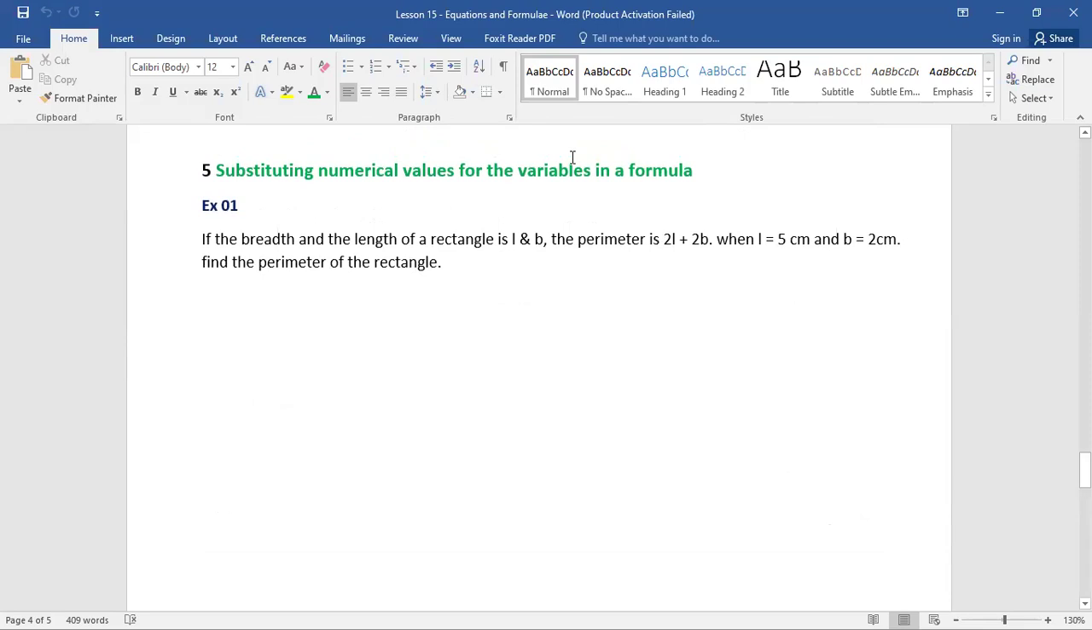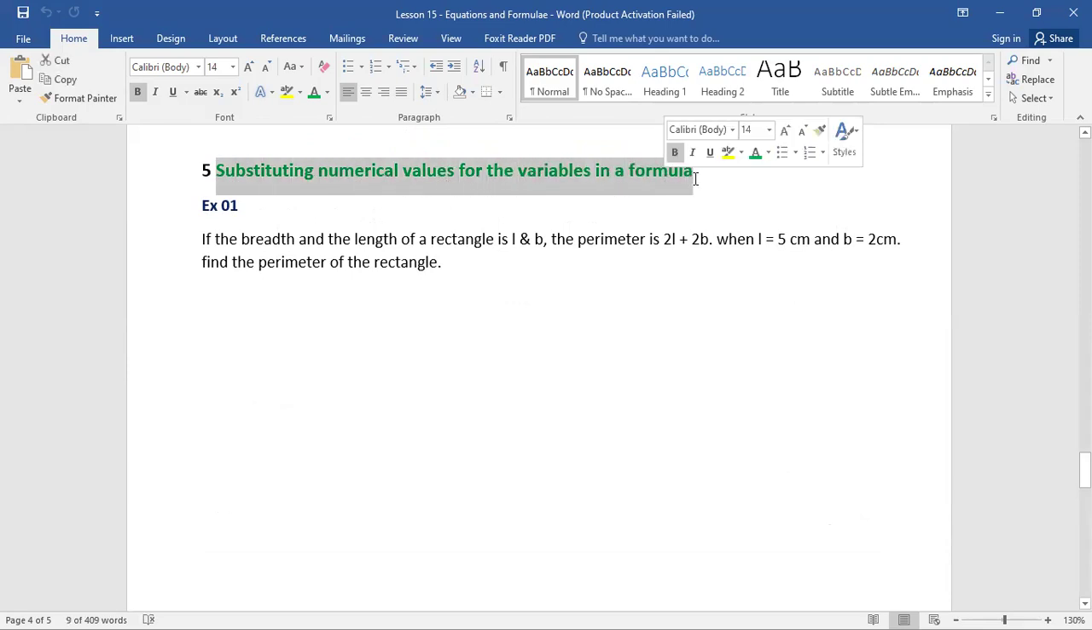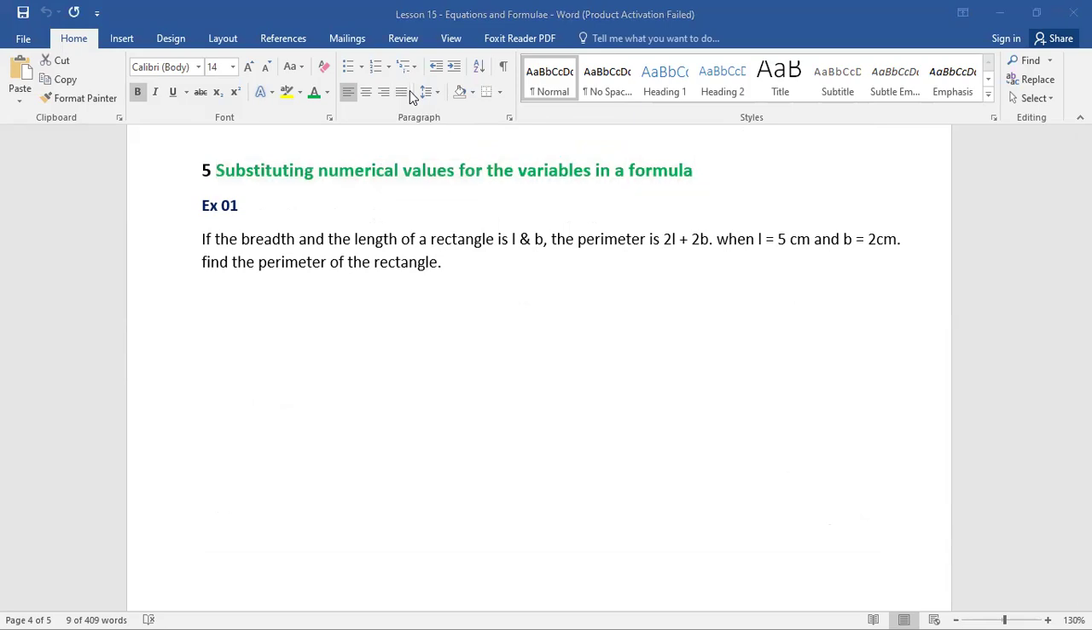Right, guys. Please write down this next subtitle: substituting numerical values for the variables in a formula. So I will put it into the chat as well. So you can write it. So it is in the chat. Substituting numerical values for the variables in the formula. So I will teach you how to do it.